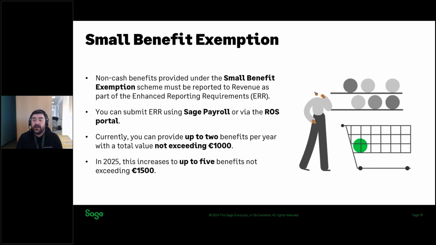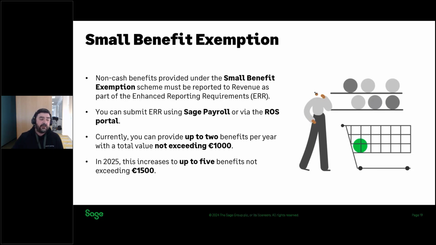So a lot of you maybe only ever deal with ERR towards the end of the year, if you're providing gift cards, for example, under small benefit exemption. And the good news is that you can submit your ERR through your Sage Payroll software, or you could do it manually and submit the ERR information via the ROS portal. Now, something to note is that the rules for small benefit exemption are changing in 2025. So the annual limit is increasing to €1,500, and you'll be allowed to give up to 5 small benefits in the tax year.